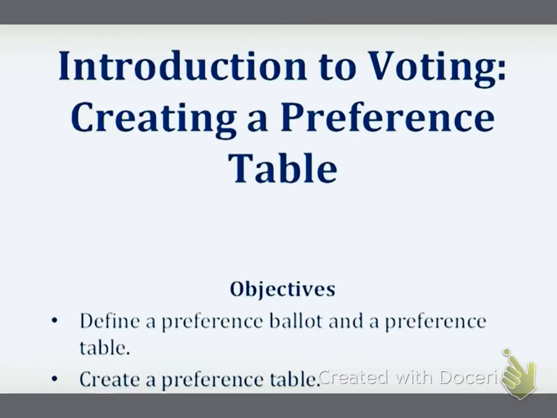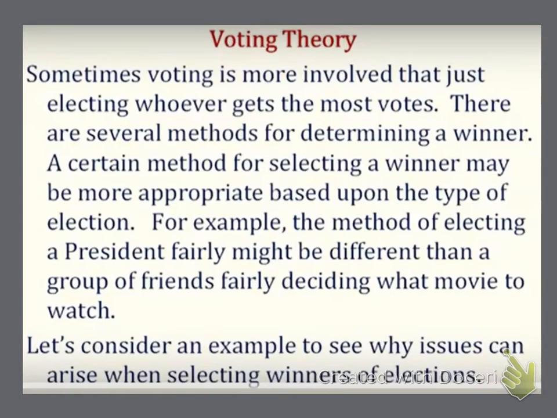And then let's just introduce voting theory a little bit. What is voting theory? Well, voting theory is more involved than just electing whoever gets the most votes, right? So there are several methods for determining a winner. A certain method for selecting a winner may be more appropriate based on the type of election. For example, the method of electing a president fairly might be different than a group of friends fairly deciding what movie to watch. So we're going to look at a couple of examples.